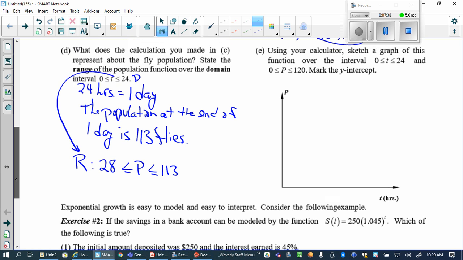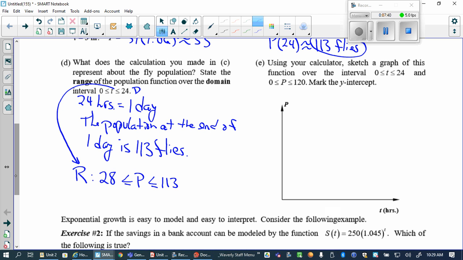All right, well, they want us to use a calculator to sketch this from 0 to 24. So why don't we all grab a graphing calculator real quick.